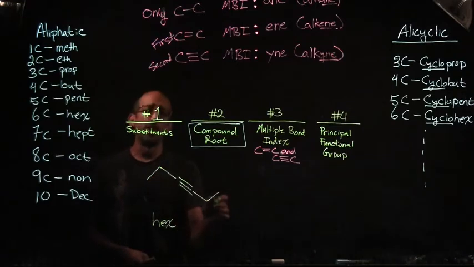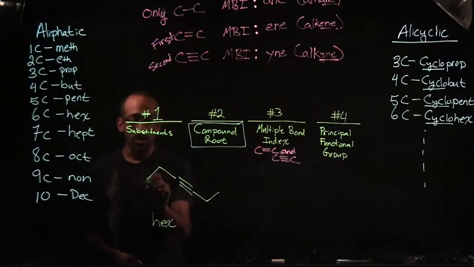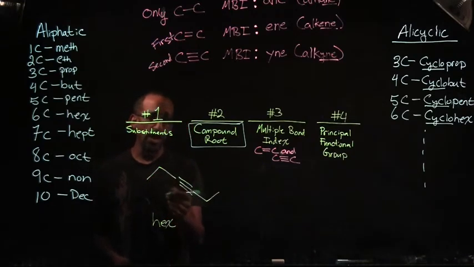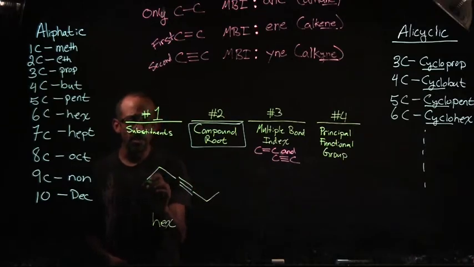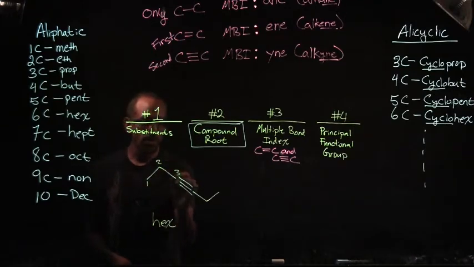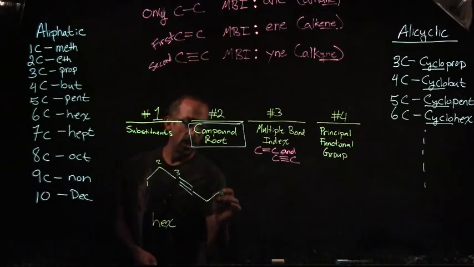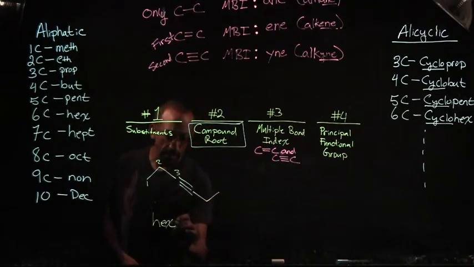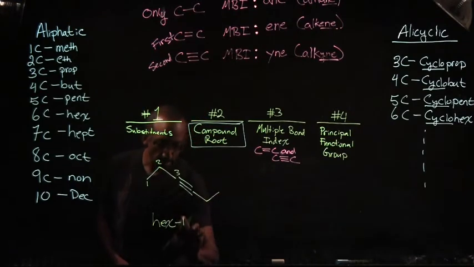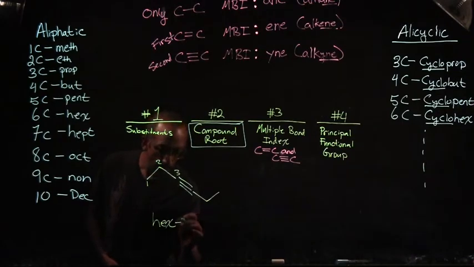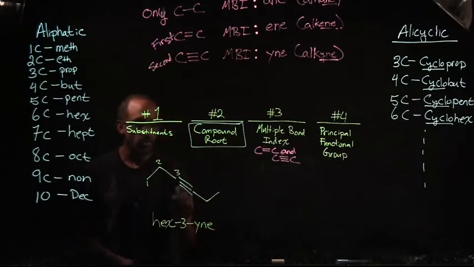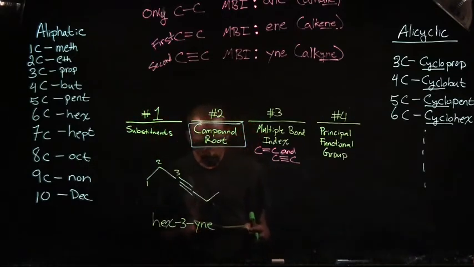Now, again, I've drawn a symmetrical molecule here, so regardless of which side we start at, we're going to end up with the same numbering scheme. We have 1, 2, 3. If I came from this side, it would also be 1, 2, 3. So this would be hex-3-yne to indicate the triple bond.